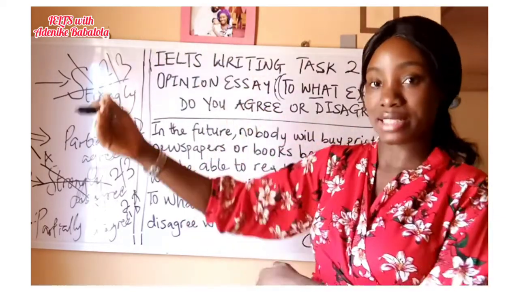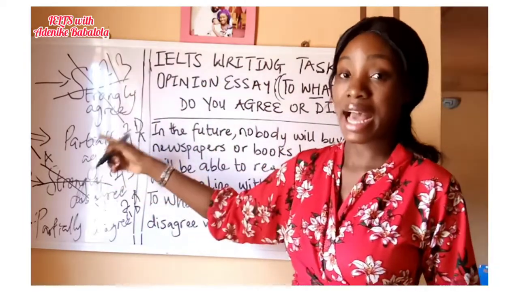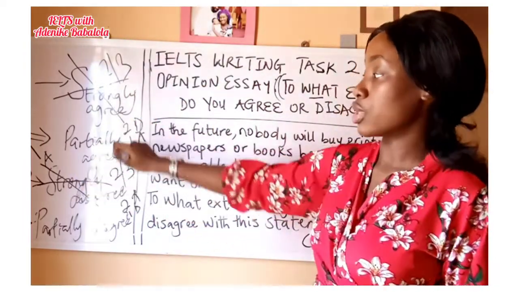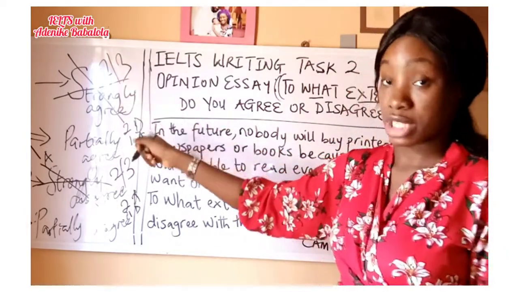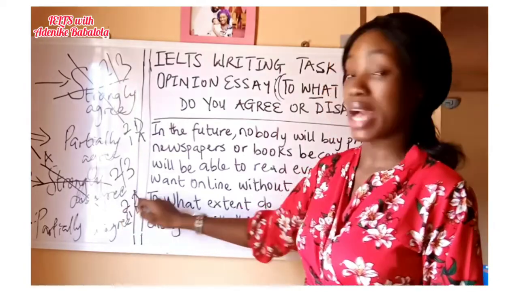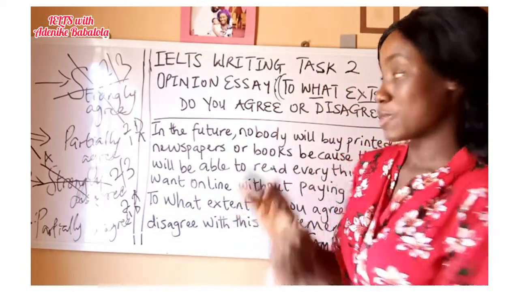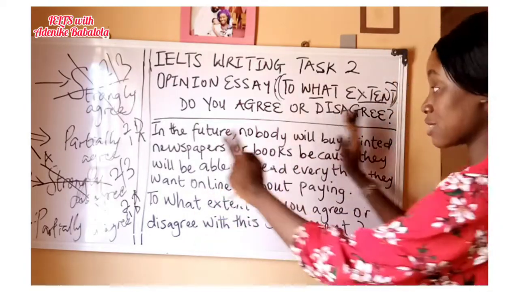Look at what others are saying. Look at what others are thinking. Okay, so if you are partially agreeing, you would need 2 points to disagree and 1 point to agree. If you are partially disagreeing, you will need 2 points to agree and 1 point to disagree. So let's move on from theory to practical. There's a question here. Let's look at this question.